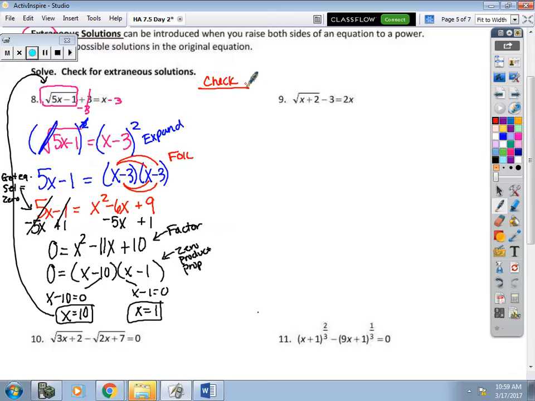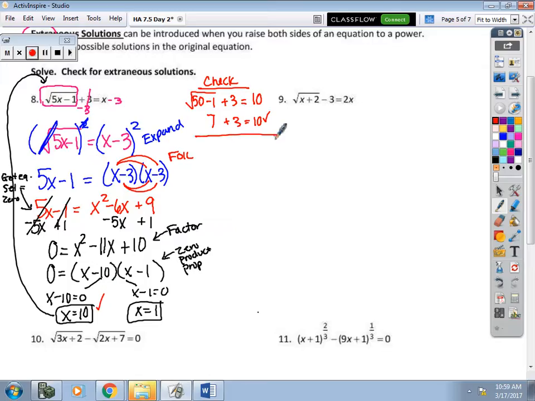And you can do a lot of it mentally, guys. You don't have to show every single step for the check. So I'm plugging in 10. So 5 times 10 is 50. So I'm going to put the square root of 50 minus 1 plus 3 equals x, which x we're plugging in 10. We have to do one at a time. And then we'll do this in our head. 50 minus 1 is 49. The square root of 49 is 7. And 7 plus 3 is 10. So 10 is most definitely a solution.